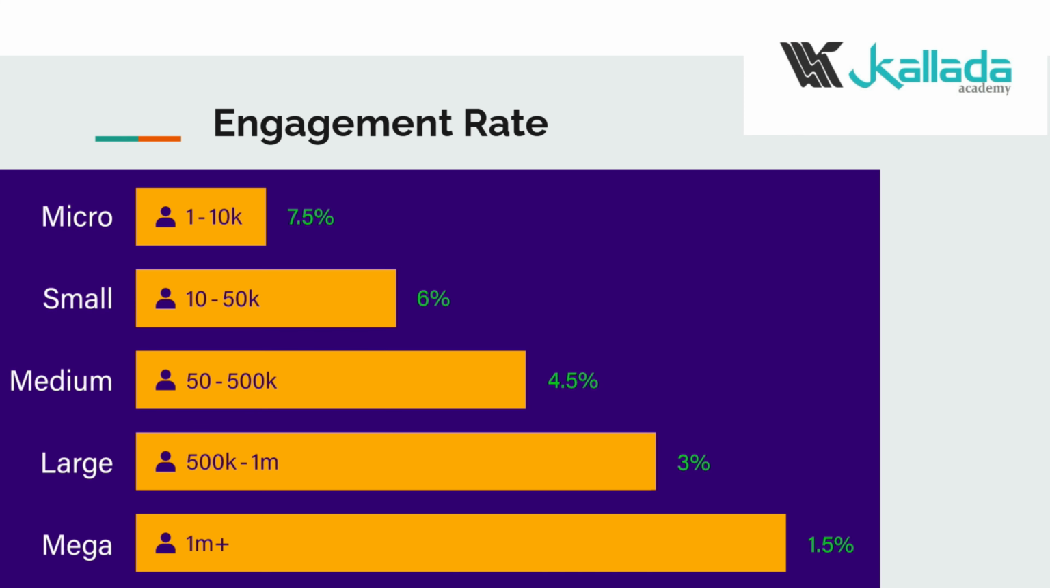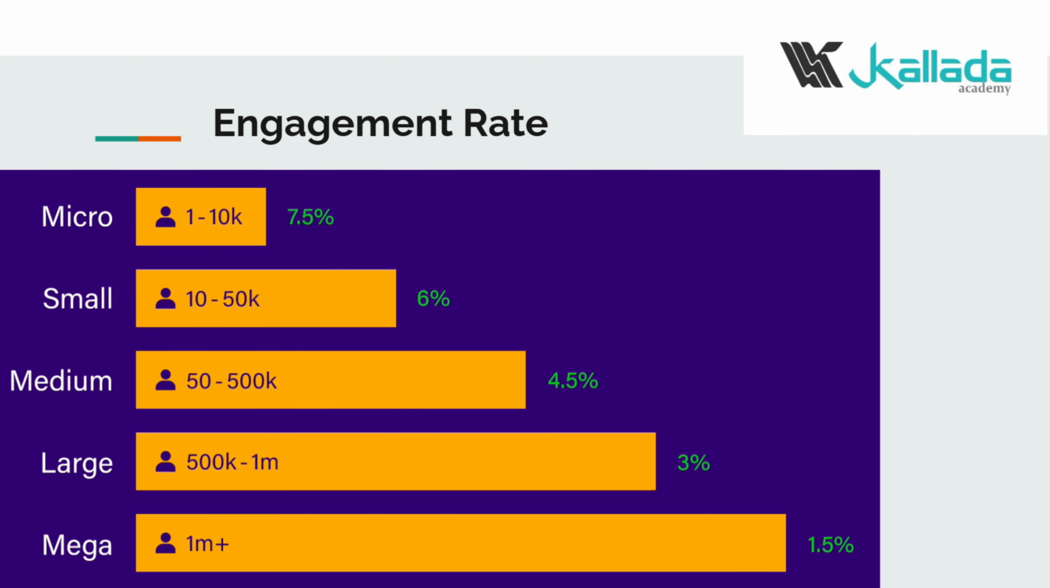So for a micro influencer, a 7.5 engagement rate is a healthy sign, right? Anything close to that is good. The next is a small influencer with less than 50,000 followers, whose engagement rate will hover around 6%. Anything more than that will always be a positive sign for us if I'm exploring any kind of influencer.